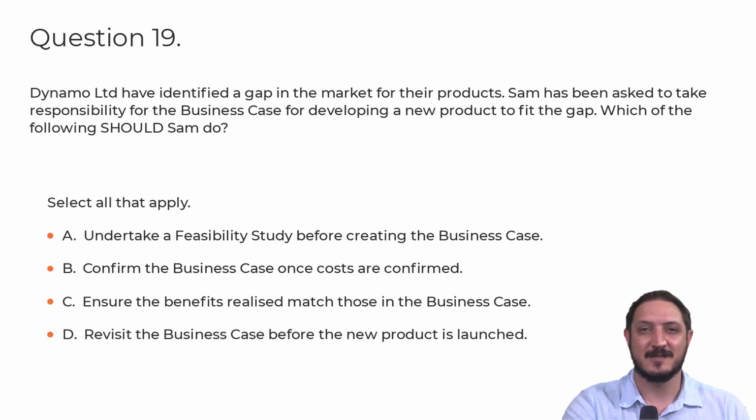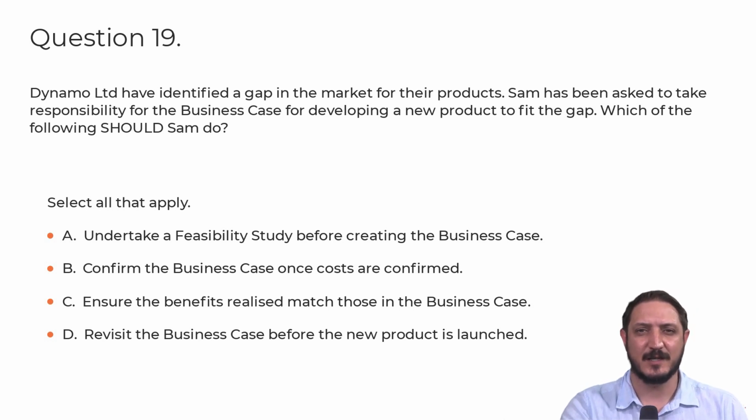A gap in the market is an opportunity. Strategically, maybe Dynamo Limited have seen this gap in the market for their products and they now want to improve on their products. They may want to develop new products, but they want to enter the specific gap. They want to dominate that gap because they've seen that this is a place where they can expand their product range. But now Sam has been asked to take responsibility for the business case for developing new products to fit the gap. So here we go.